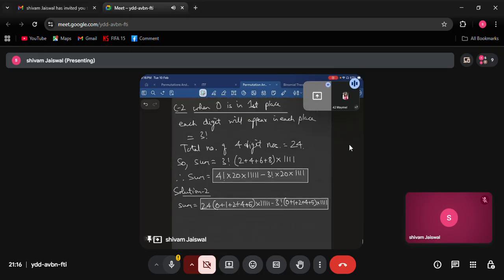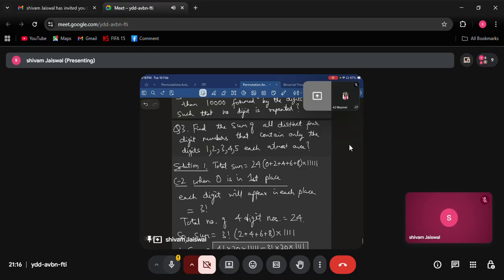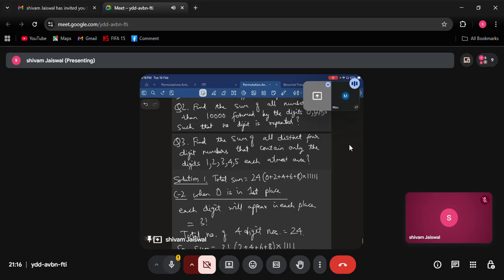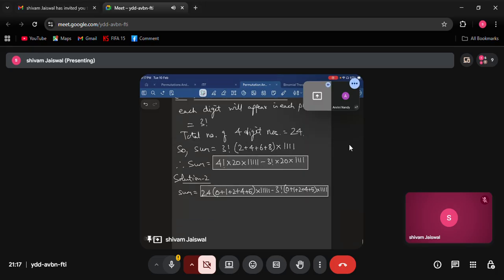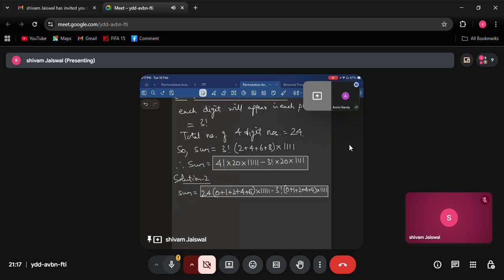Anyways, Mimel, you have understood properly one and two both. Anandit, is it clear? Yes, sir. Quickly solve number three if it is clear. Number three is very easy. We need to find out the sum of all the distinct four-digit numbers that contain only the digits 1, 2, 3, 4, 5, each at most once. Should I start? Tell me, everyone. Sir, I sent it. Oh, you sent it a long time back. Oh, yes, it is correct.